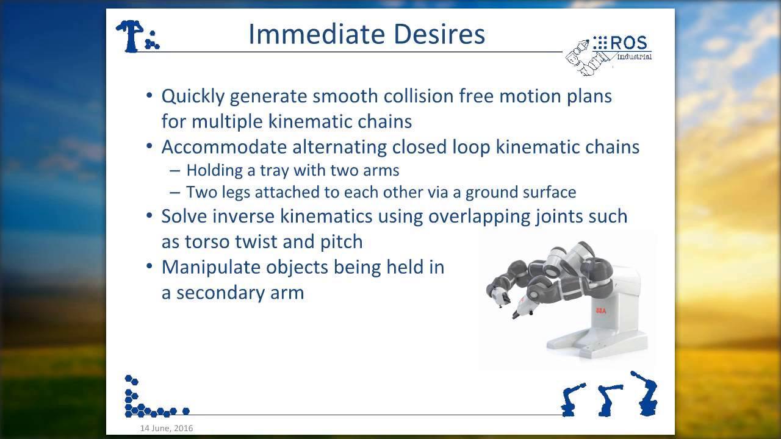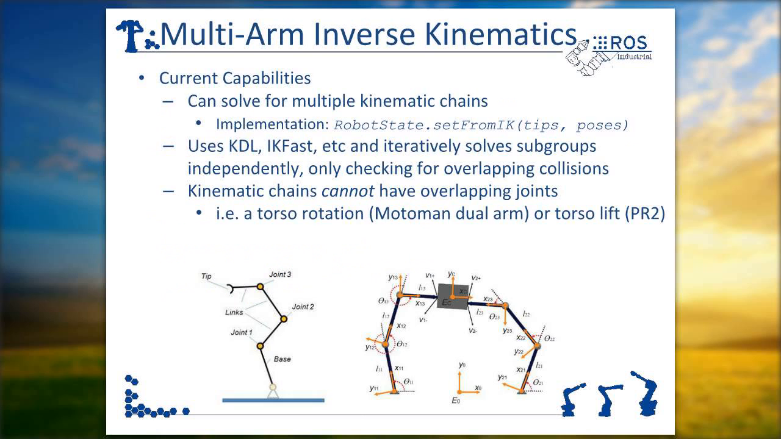And then another objective is that sometimes you have joints that are used in multiple chains. So in humanoid robots, or even in some industrial robots, you have a torso that can bend or rotate, and those will affect both your left and right arm if you have a two-arm robot. So how do we use an IK solver that can accommodate those changes? And lastly, and this is more advanced, I'm going to touch on manipulating objects being held in one arm and doing something with the other arm.